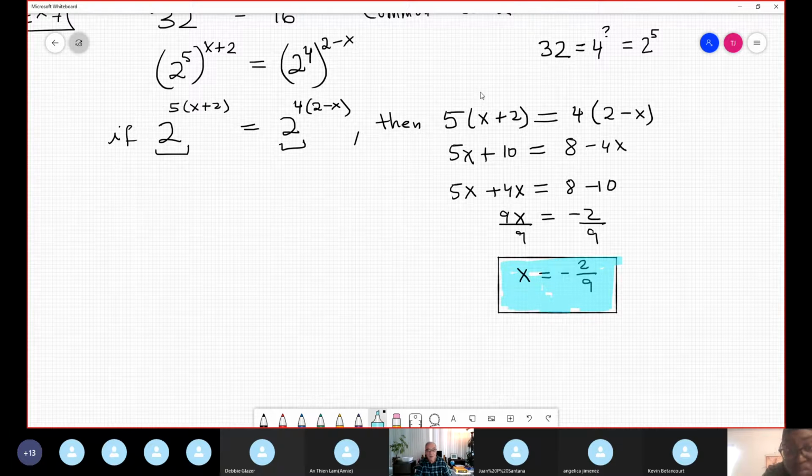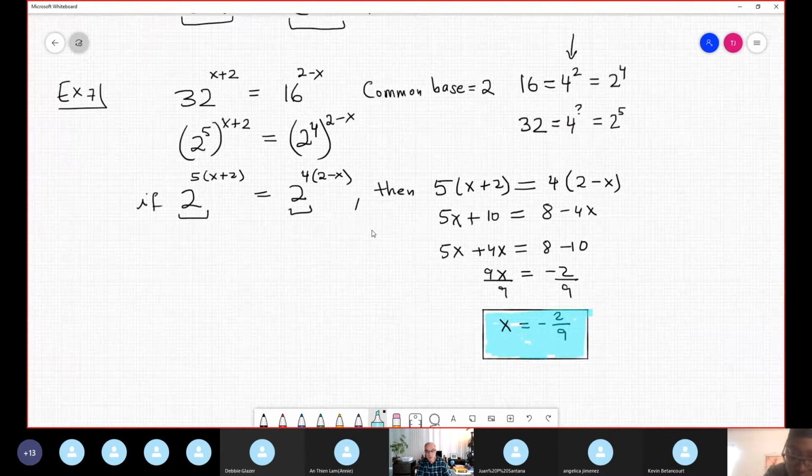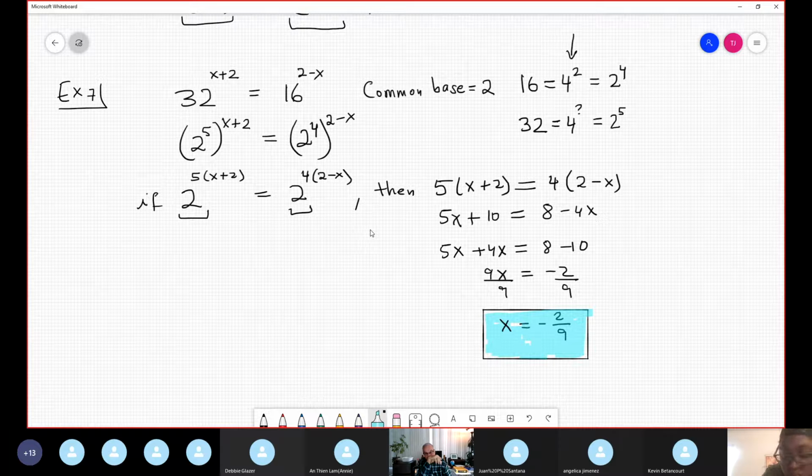So be careful in the crucial moment, the selection of the common base, because you need to express both sides using the common base. In this case, not 4. 4 works for 16, but not for 32. The common base is 2. Okay, one more example, and that's it.